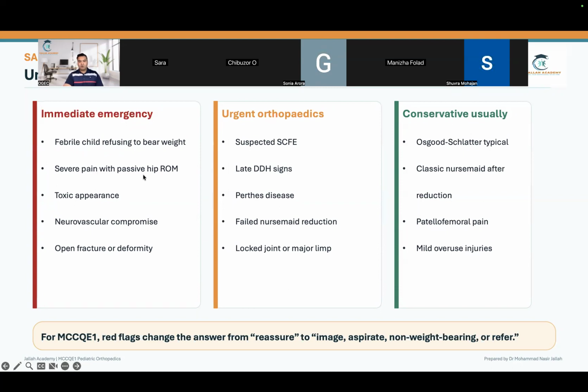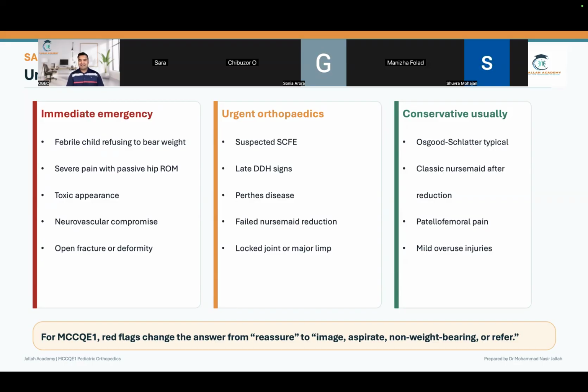Severe pain with passive range of motion: again, this is also septic arthritis. One of the characteristic findings of septic arthritis is joint swelling, redness, and pain, with systemic symptoms like fever, and the passive range of motion is painful, or makes it worse, or is restricted. Toxic appearance, obviously, neurovascular compromise, open fracture or deformity: these are all emergencies. You have to send the patient to the emergency room.